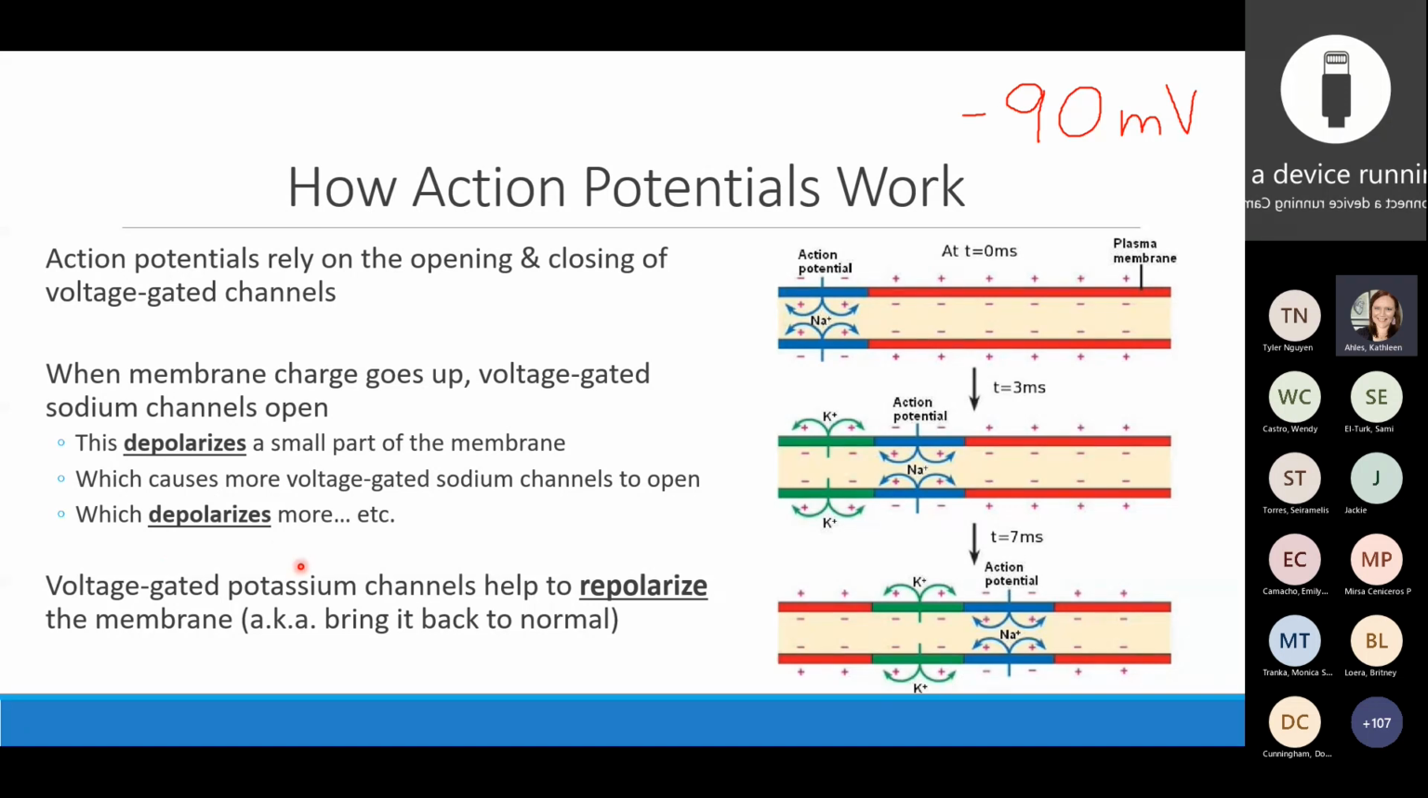Again, we're back to that salty banana cell. So when sodium moves, it wants to come in. When potassium moves, it wants to go out. And potassium goes out to bring the charge back down. Sodium comes in to depolarize, to make the charge go higher.